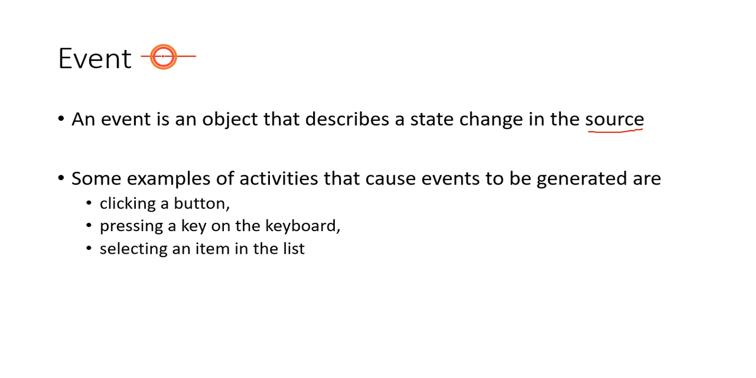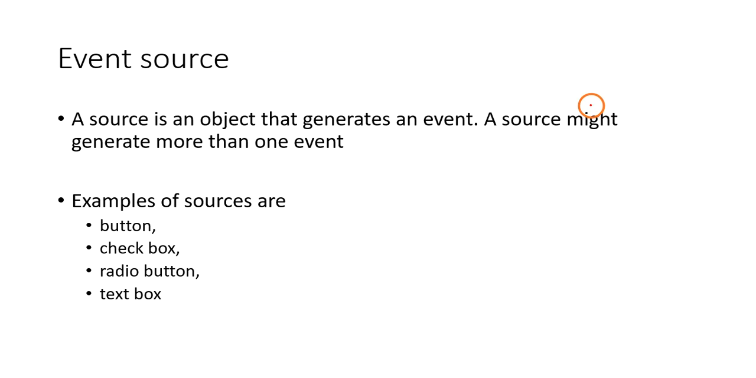Now here I have mentioned that state change in the source. So where do you perform events? Events are performed on source, event source. So how do you define an event source? An event source, or simply a source, is an object that generates events, or it is something on which we generate events. A single source can generate more than one event. What are the different examples of sources? Buttons, checkboxes, radio buttons, text box, etc.